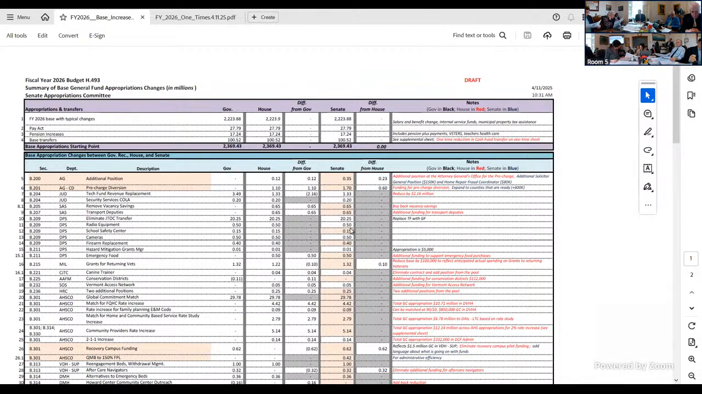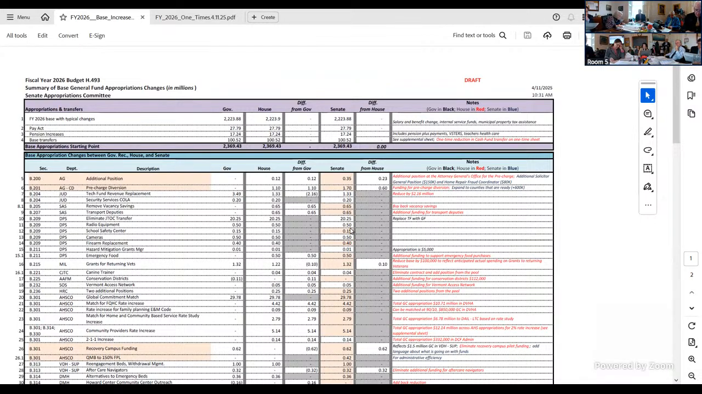No change on the security services COLA at the judiciary. We did not make any changes specifically related to what I believe was being referred to as the Norris proposal for state's attorneys and sheriffs, but this leaves the amount that the House had in the budget, the $1.3 million, but we can update this based on what you want to do there.